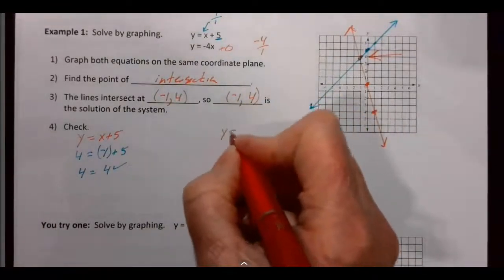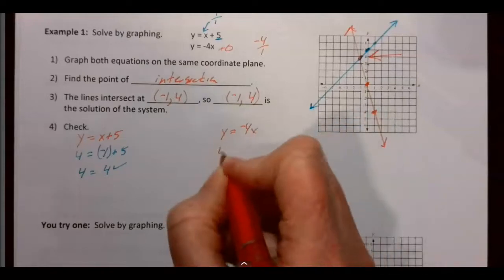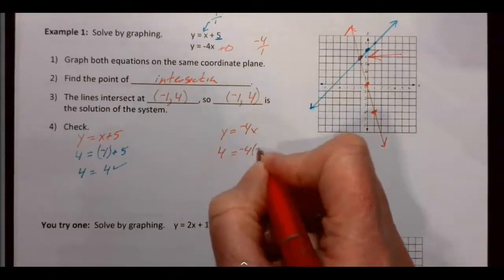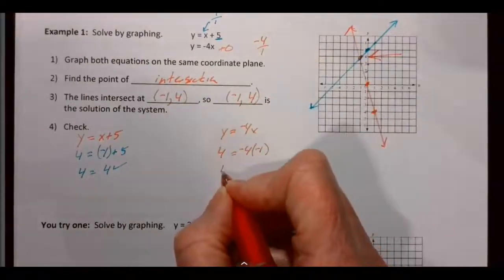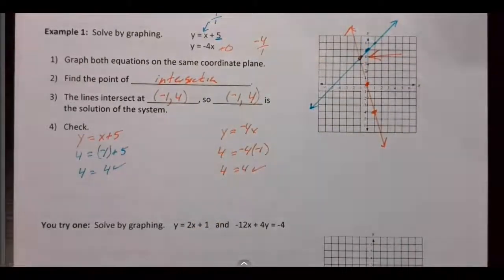Let's see if it works on the other one. So we have y is equal to negative 4x. So 4 is equal to negative 4 times negative 1. I'm just plugging in my x value, my y value. I get 4 is equal to 4. Ta-da! It works. We are right. Yay us.